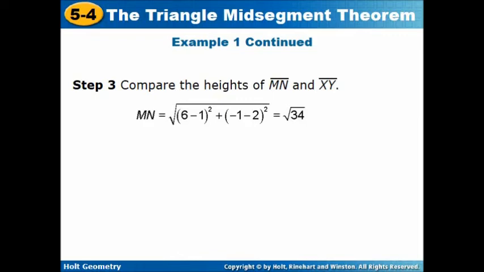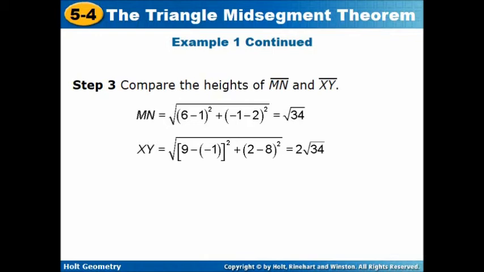When you combine those sets of x and y coordinates and square them and add them together, you get the square root of 34. Now that's not a perfect square, but we're going to leave that alone for the moment, and we are going to find the distance or length of line segment XY.